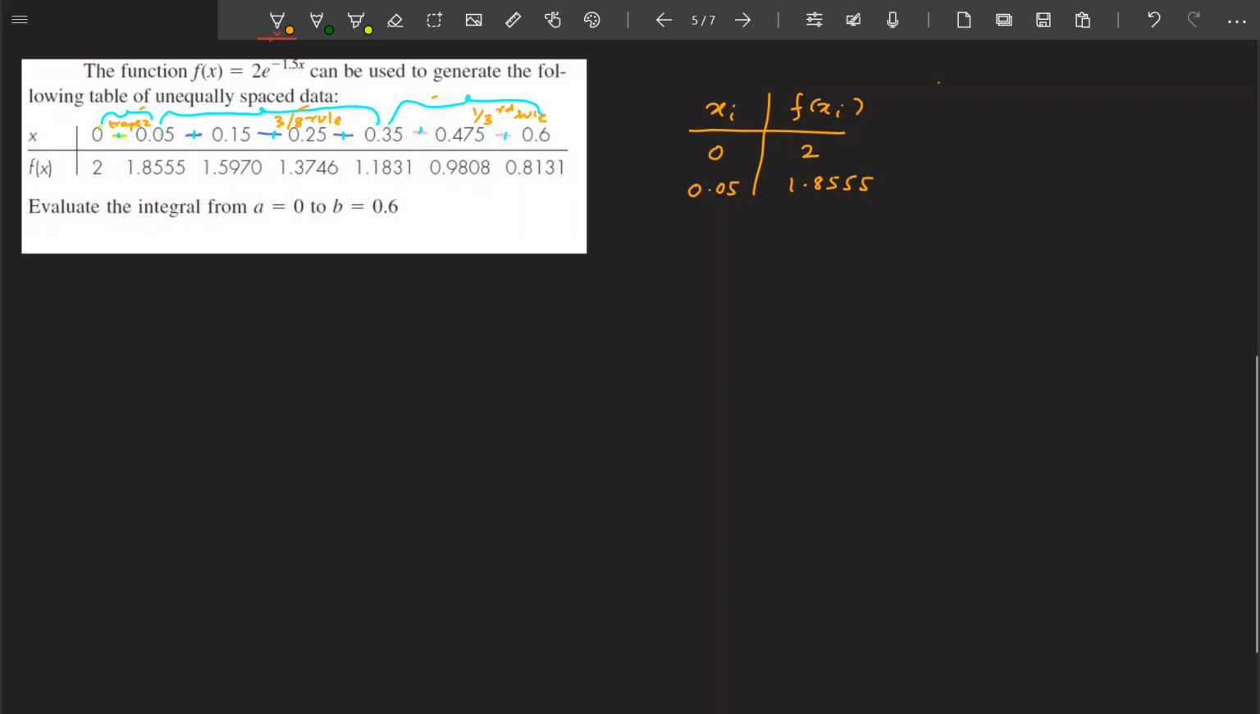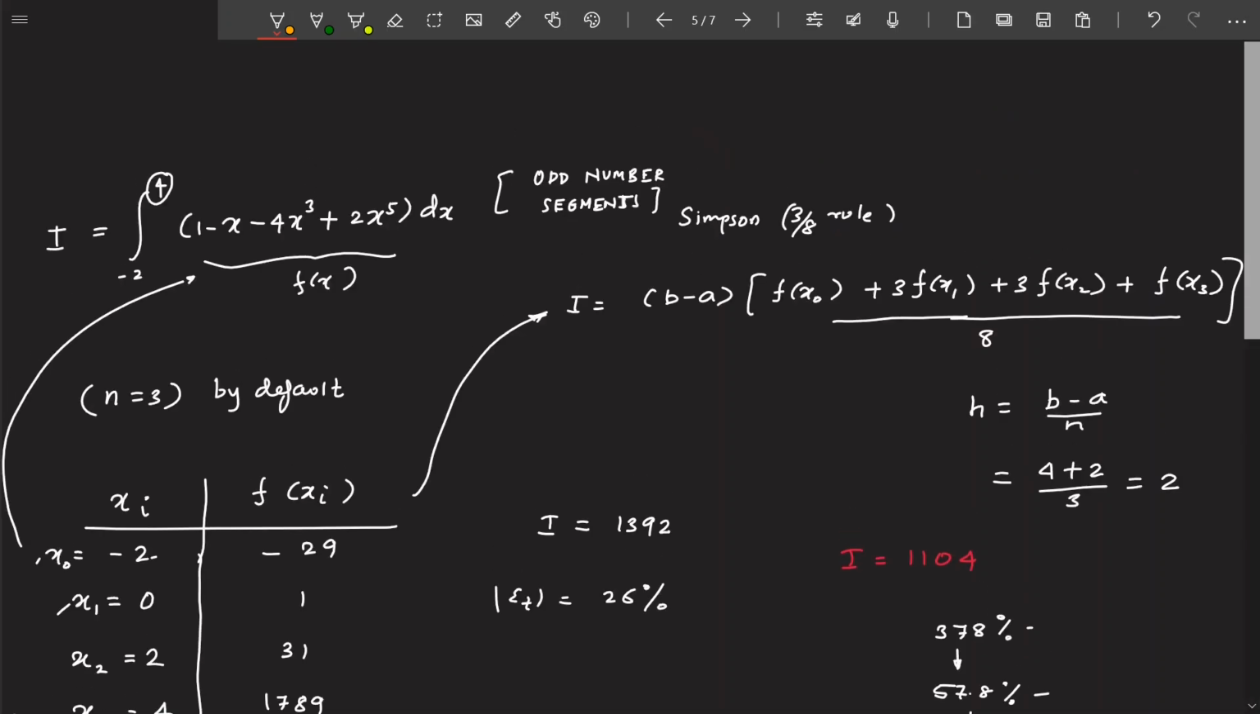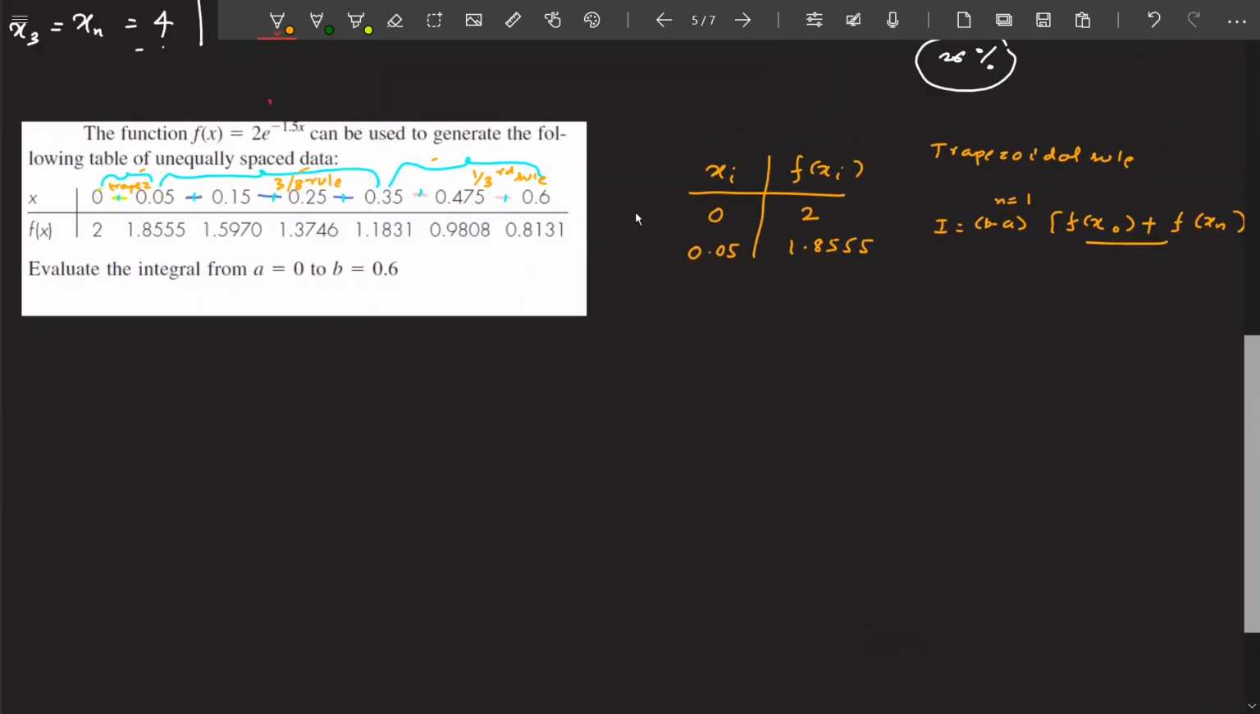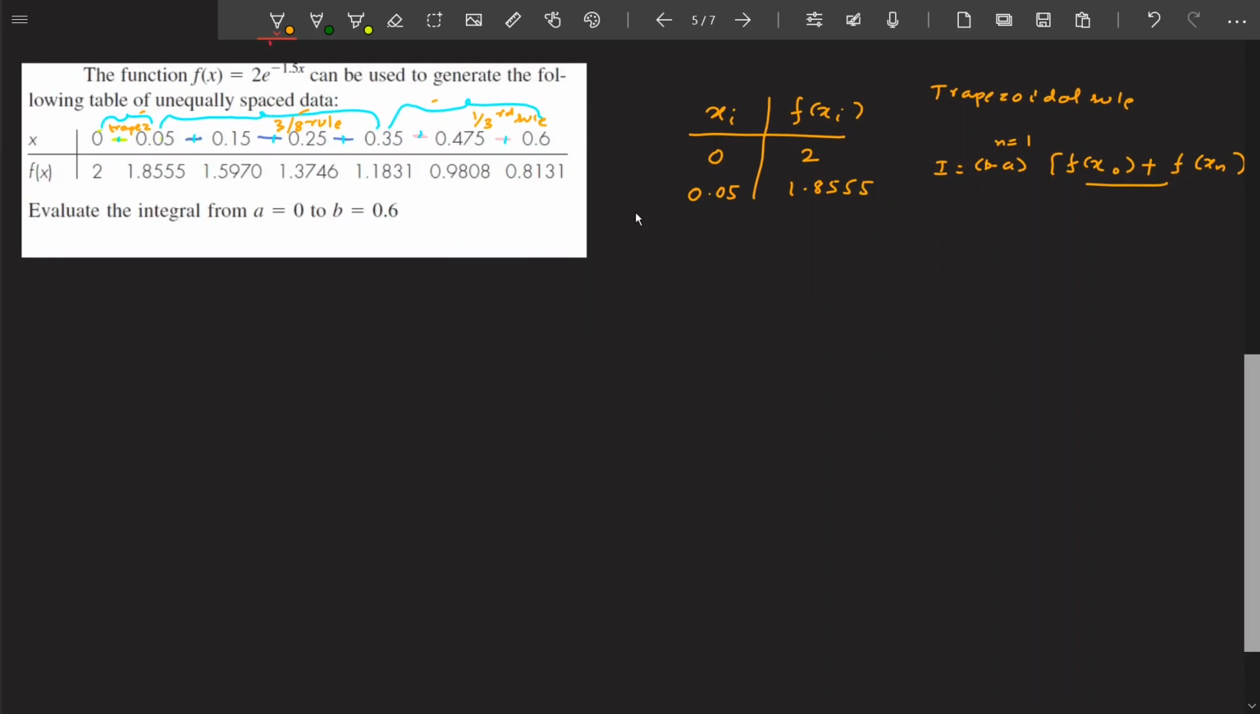So I think here I'm going to apply the trapezoidal rule. Now we all know what is the formula of the trapezoidal rule. It is nothing but b minus a, for one segment, b minus a times f0 plus fxn, divided by 2.